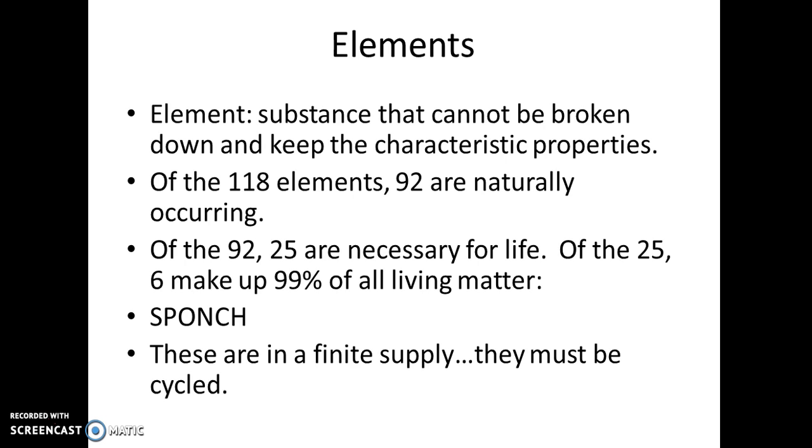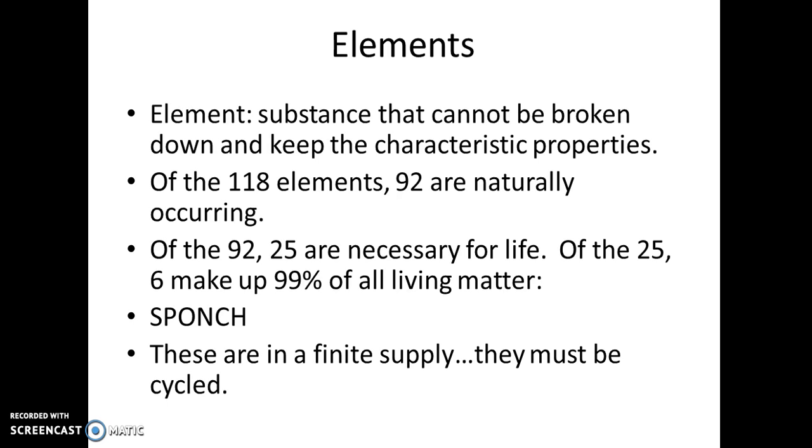Now, those 6, you can break them down and give yourself a little word to remember: SPONGE. They are sulfur, phosphorus, oxygen, nitrogen, carbon, and hydrogen, known as the SPONGE elements. Sometimes they say CHNOPS. I like to say SPONGE. It's easier for me to say.